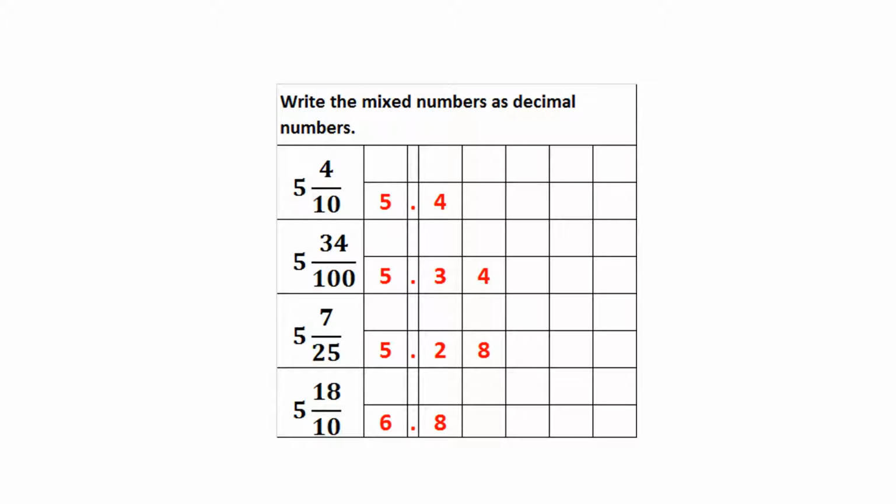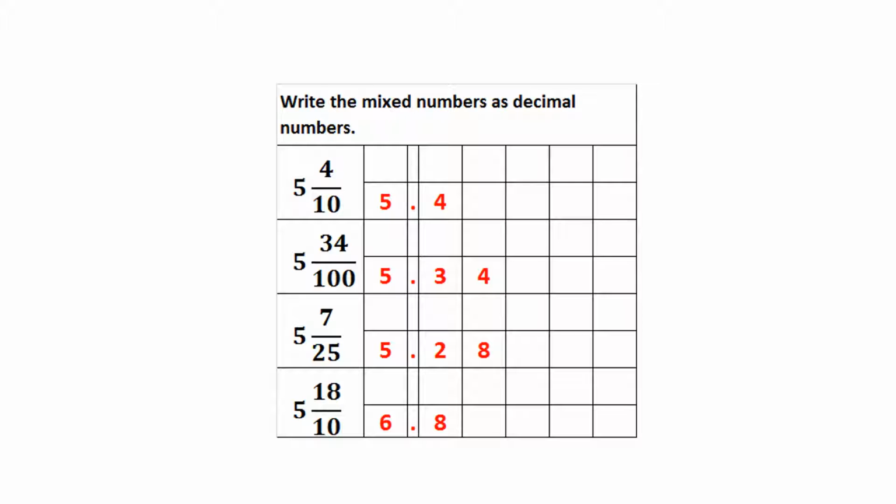Write the mixed numbers as decimal numbers. This is easy. How do you say 5 and 4 over 10? It's 5 and 4 tenths. The 4 is in the tenths, so the answer is 5.4. That's 5 and 4 tenths. How do you do 5 and 34 hundredths? Well, the 34 is hundredths, so you start in the hundredths slot and come back, so it's 5.34.